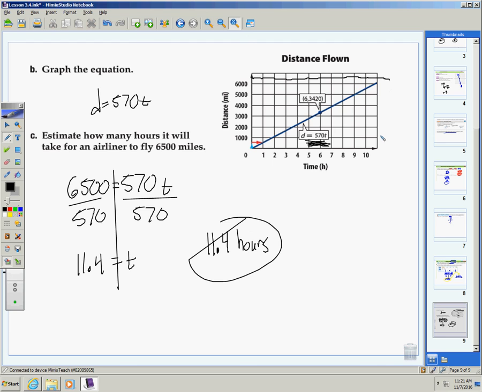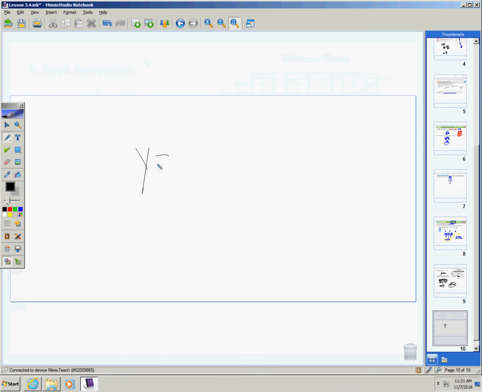That's all there is for this lesson. It's all about direct variation. Do not forget, direct variation is always in the form y equals kx. And remember, k is always going to be your slope. This is the big idea for this lesson, understanding that form of direct variation.